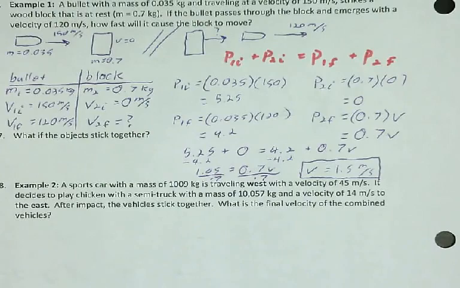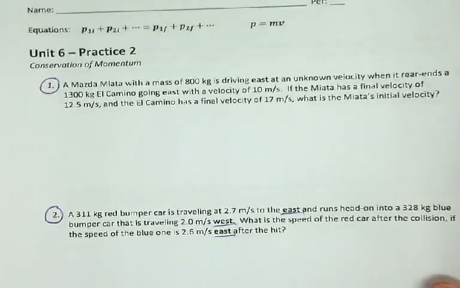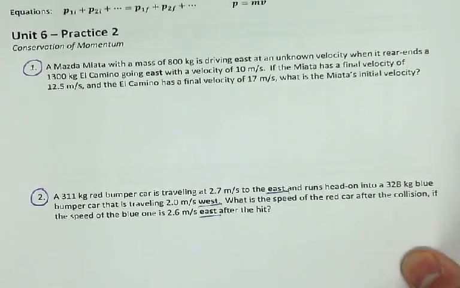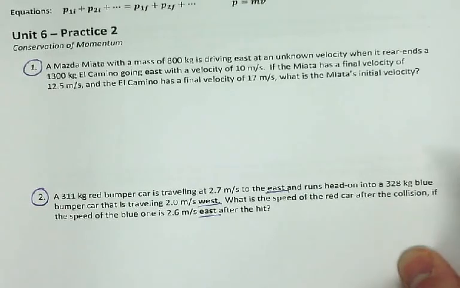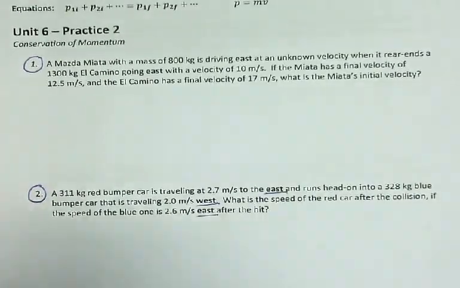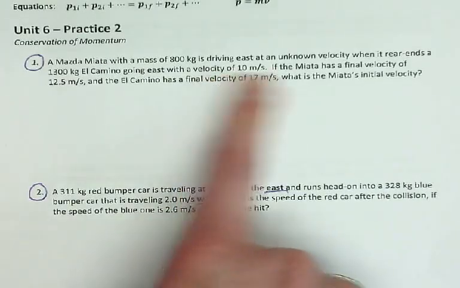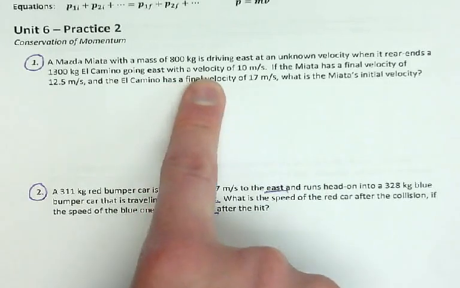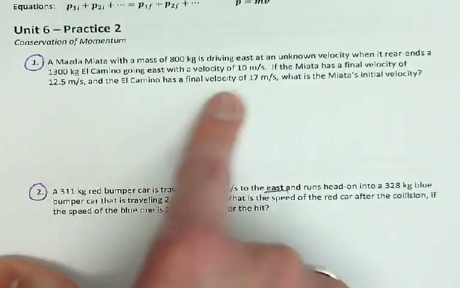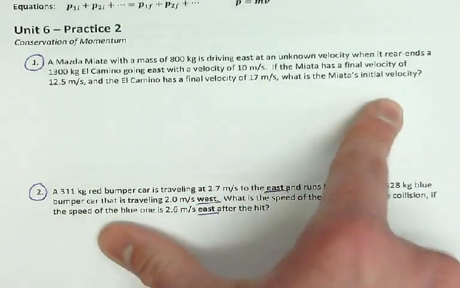Go to practice 2. And I want you to circle 1 and 2. And I want you to start with those two problems. They're very, very similar. So number 1: a Mazda Miata is driving to the east and rear-ends another car that's going east at 10. If it has a final velocity of 12.5, and the other car's final velocity is 17, what was the initial velocity?